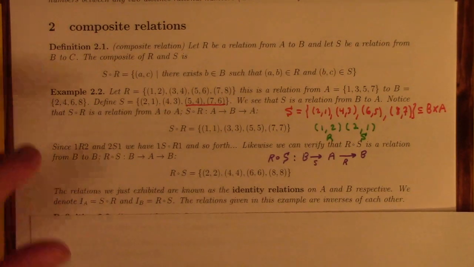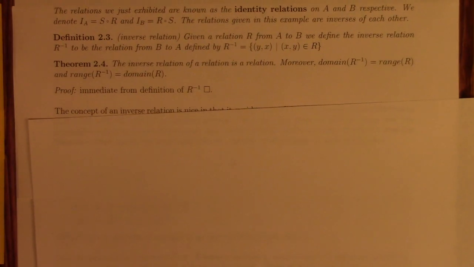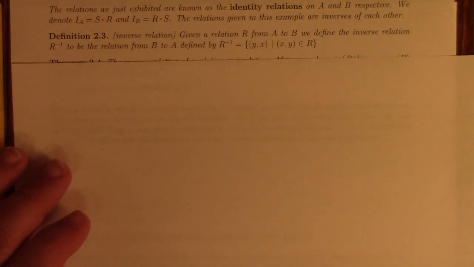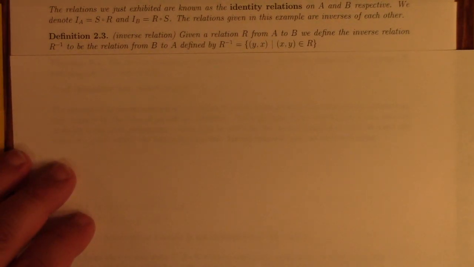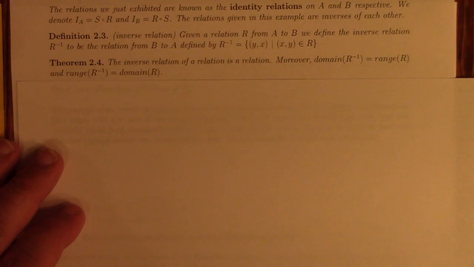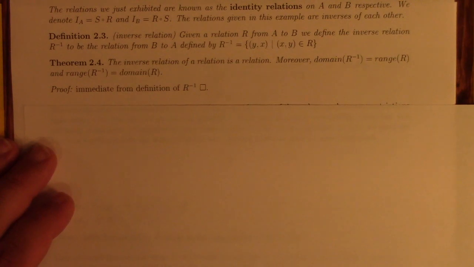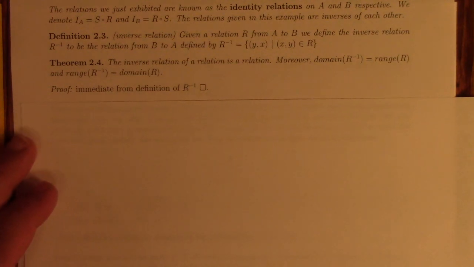So R and S are inverses. In fact, we can define that, right? Definition: given a relation R from A to B, we define the inverse relation, R inverse, to be the relation from B to A, given by just flipping the components, basically yx instead of xy. And theorem: the inverse relation of a relation is a relation. Moreover, the domain of R inverse is in fact the range of R, and the range of R inverse is the domain of R. There's really not much to prove here. These things are immediate from the definition of R inverse.